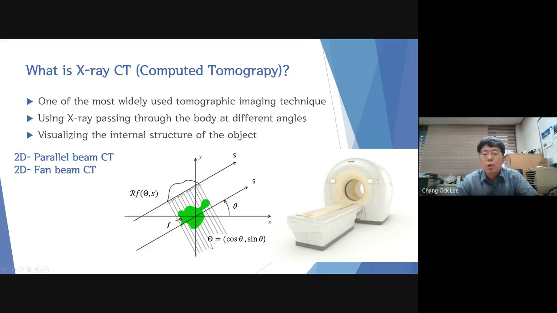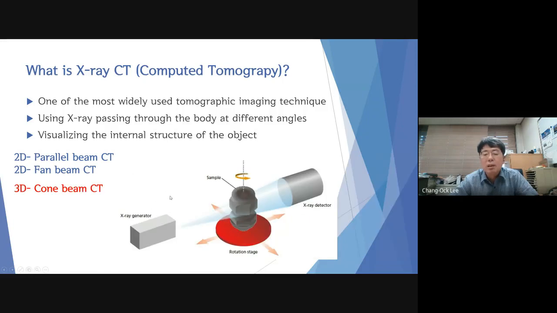If there is one source in a two-dimensional case, then the X-ray goes like a fan beam, so that is called the two-dimensional fan beam CT. In the three-dimensional case, you have the X-ray generator here and the object, and now you have a two-dimensional X-ray detector, then the X-ray goes like a cone. So that is a cone beam CT, in the three-dimensional case.